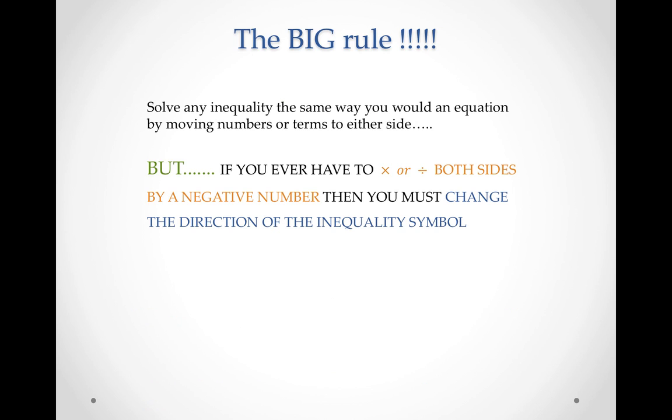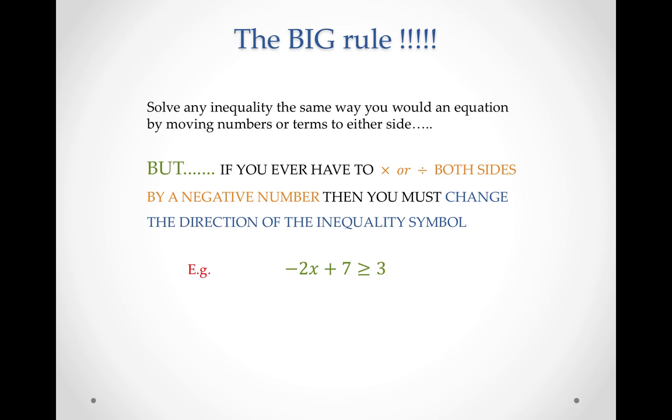Now the big rule to solving inequalities. Firstly, solve any inequality the same way you would an equation, by moving numbers or terms to either side. We've done this before. But if you ever have to times or divide both sides by a negative number, then you must change the direction of the inequality symbol. Now let's have a look and see what this looks like.